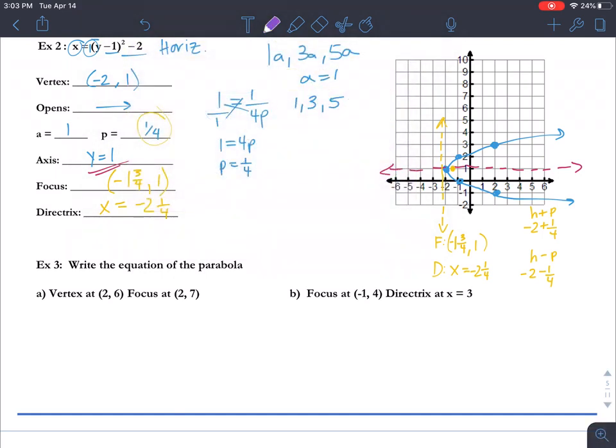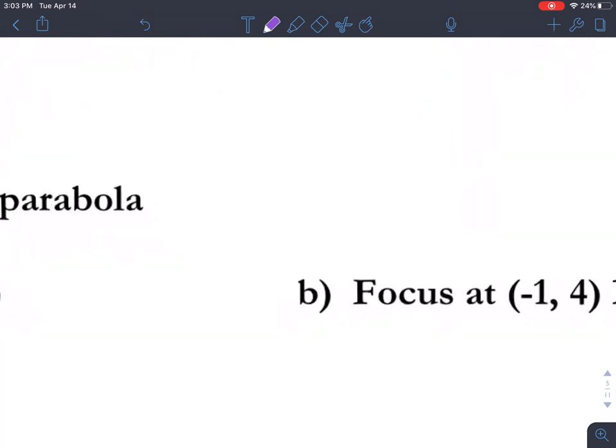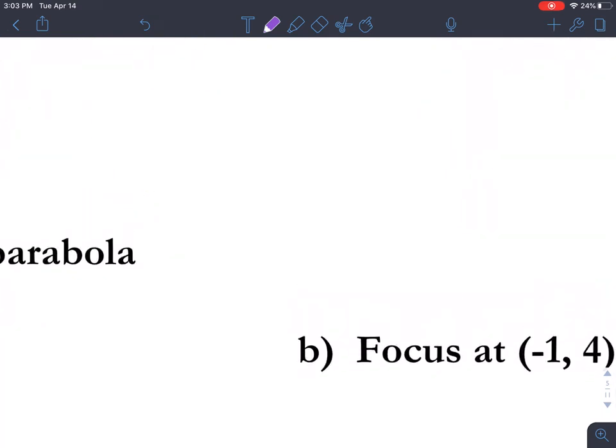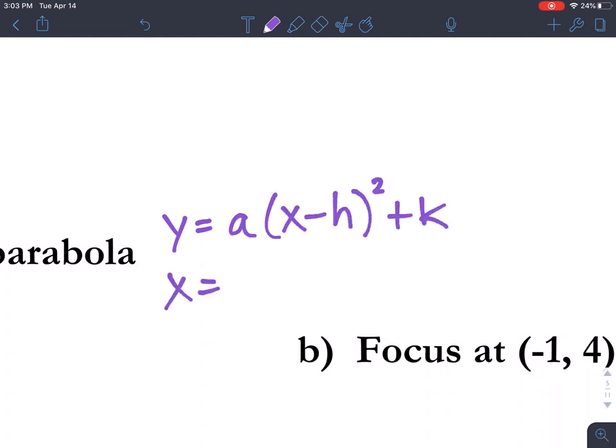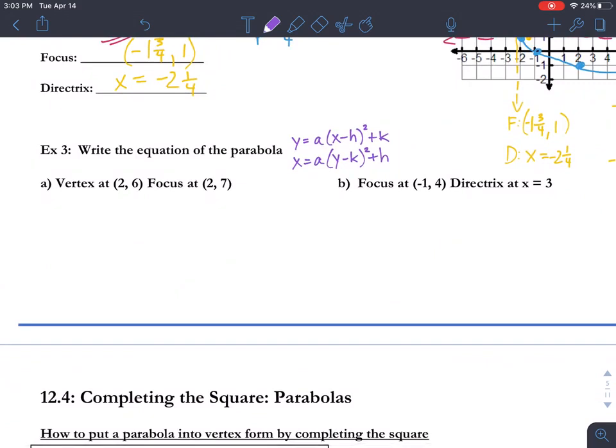All right, guys, to finish up, example 3, we're gonna look at a couple problems where I give you the vertex and focus, or focus directrix, whatever it may be, and we try to figure out what the equation is. So I'm gonna warn you, I'm not necessarily doing vertical or horizontal. Okay, so vertical, y equals a times x minus h squared plus k, and then for horizontal, x equals a times y minus k squared plus h. So keep both of those in mind. Honestly, the giveaway is usually if you sketch it, you can tell pretty quickly which one it's gonna be.